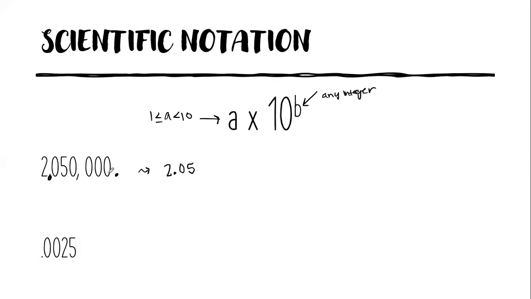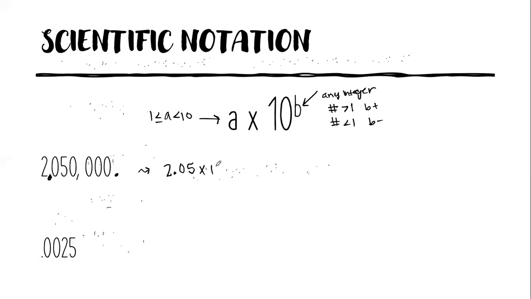And I don't need to write all these zeros. Now, 2,050,000. That number is greater than 1. So that tells me my B is going to be positive. If my number is greater than 1, then B is positive. If my number is less than 1, then B is negative.